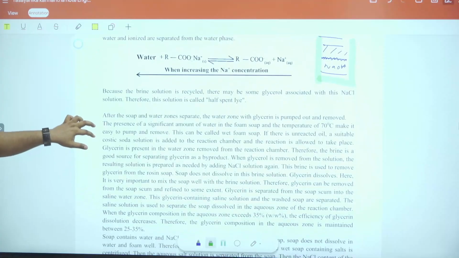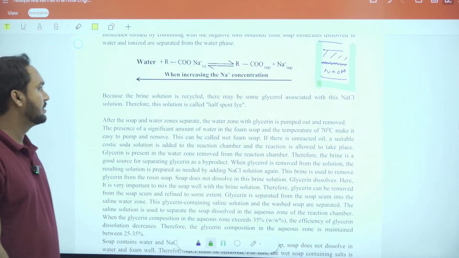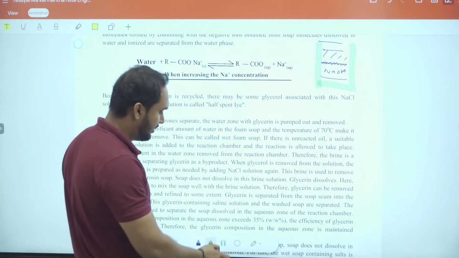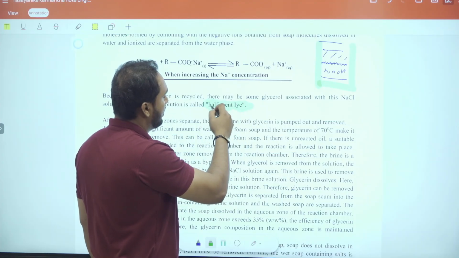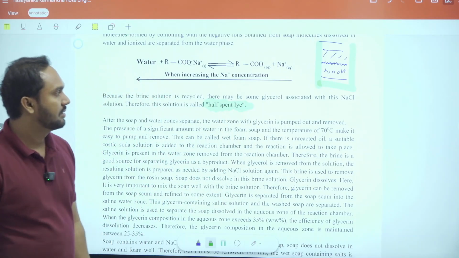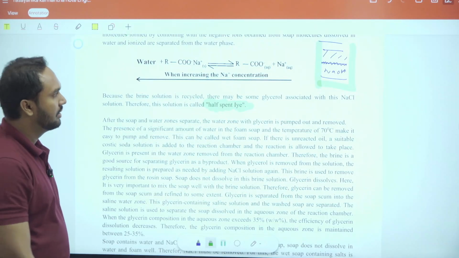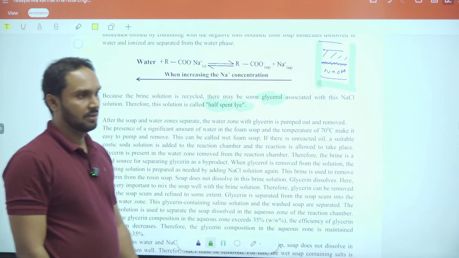Because the brine solution is recycled, there may be some glycerol associated with this NaCl solution. Therefore, this solution is called half spent lye, right? So it's a half spent lye and it's valuable because the dissolved glycerol is also associated with it, right?